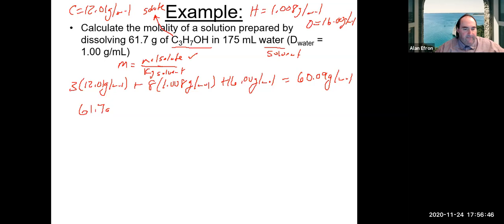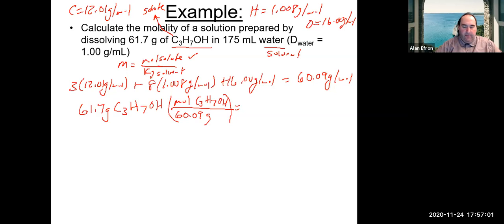So 61.7 grams C3H7OH, dividing by our 60.09 grams per mole here, is going to get us 1.03 maybe. 1.03 moles. And again, that is our top part here. So we do need kilograms of solvent. In this particular case, we're not given grams, but we are given the volume of water. We also are given the density of water.